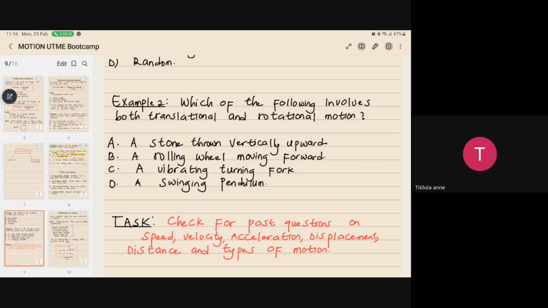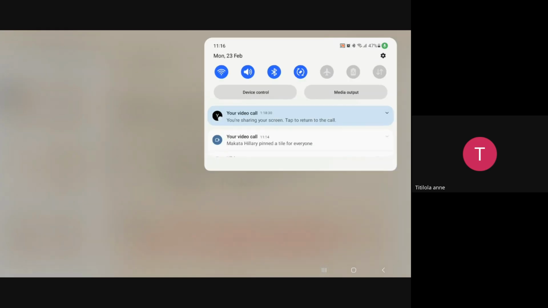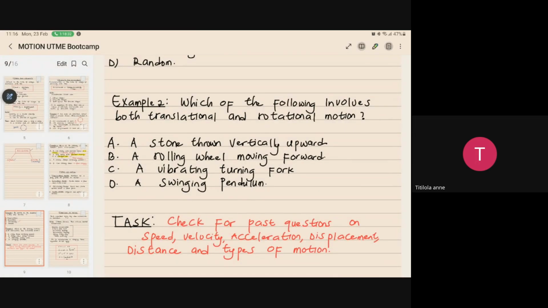So have you sent your answers, please? All right. Titiola said B. Stephanie said B. Confidence said B. Susan said B. Justice said B. Okay, the B has it.